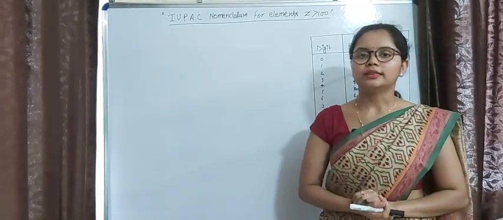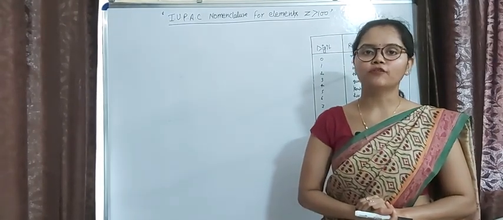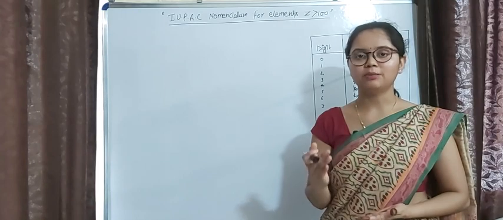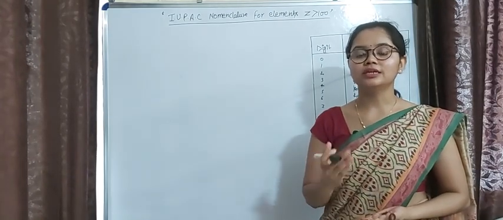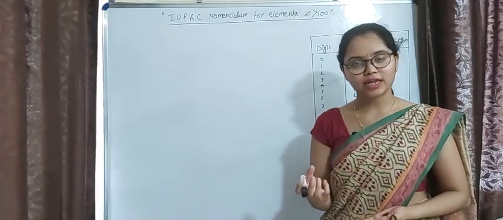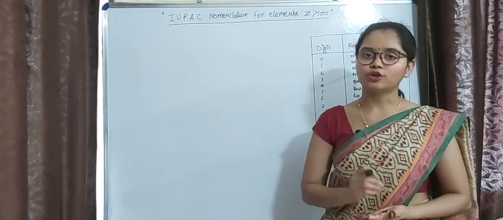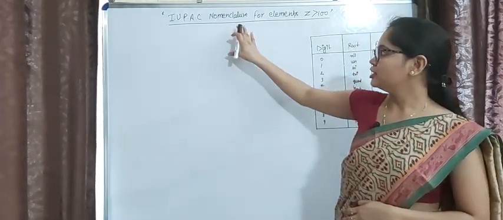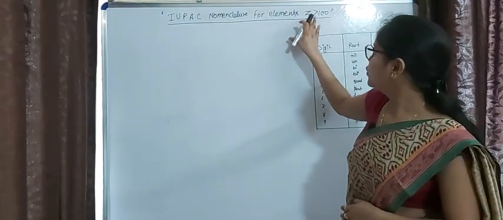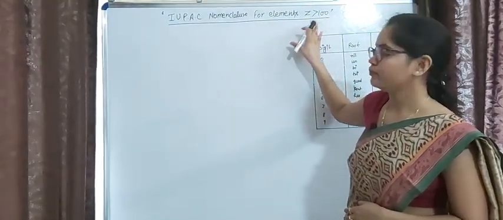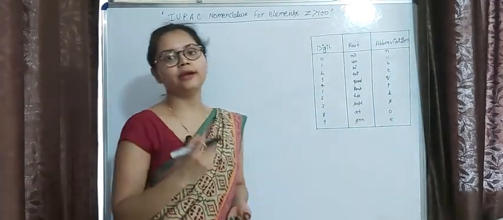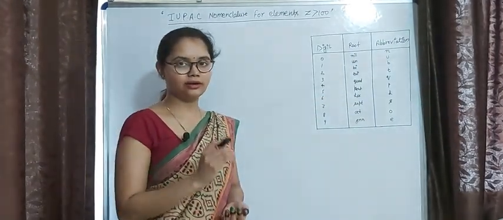Hello dear students, this video is about the nomenclature of elements whose atomic number is greater than 100. In this video we will see how to write the IUPAC name for an element whose atomic number is greater than 100. So today's topic is IUPAC nomenclature for elements whose Z is greater than 100. It is actually very simple to write a name for any element having atomic number greater than 100.